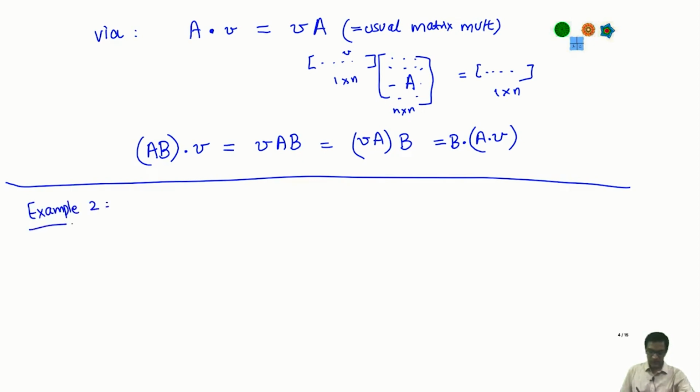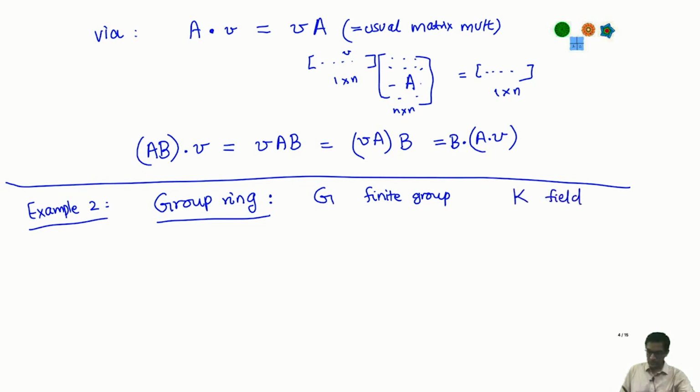Time for another example. So let's take example 2. Now I'll take the ring R to be a group ring. So recall from the lectures on rings the group ring of a finite group. Let's take G to be a finite group. Its group ring is defined as follows. Firstly, it's a vector space, so I need a field as well. So K is a field. R, which is called the group ring of the group G over the field K, was defined as follows.